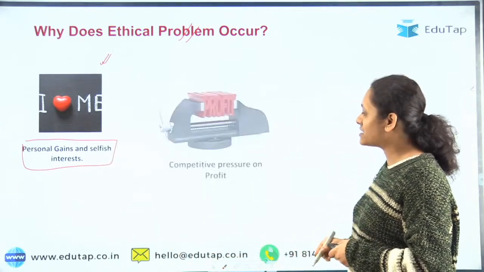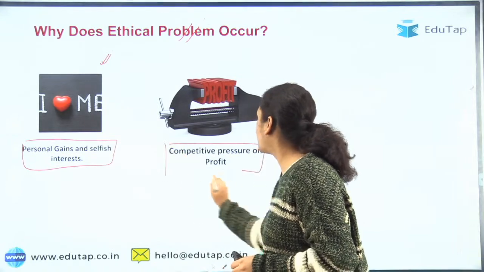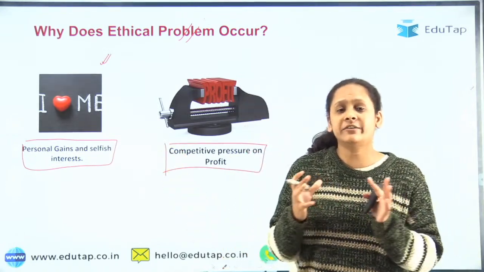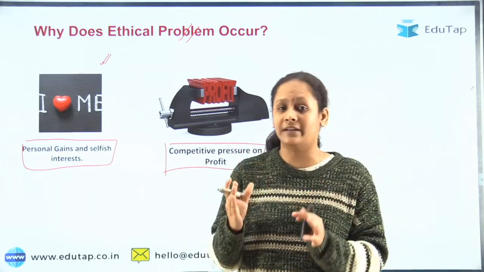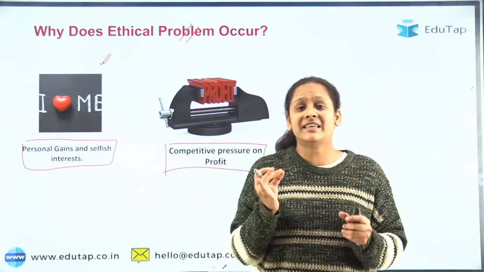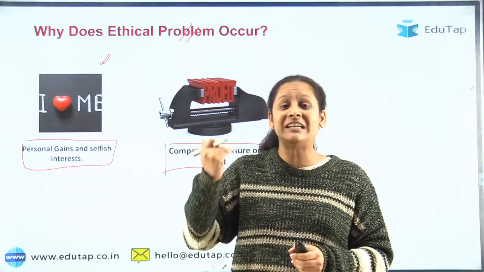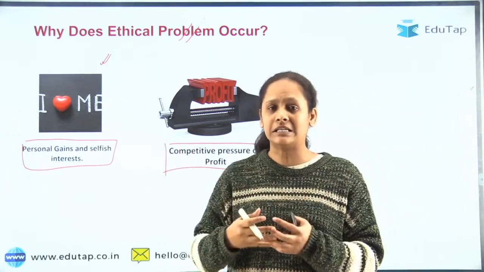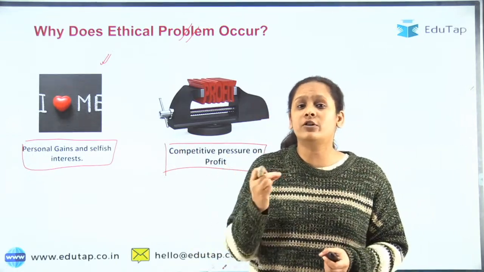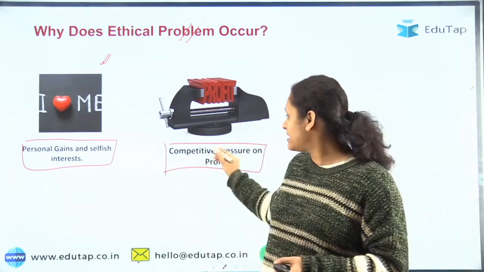What is the second reason? The second reason is competitive pressure on profit. When I say competitive pressure on profit, just think of a situation. Let's say there is an organization or a company. Let's say it has a poor profit-making condition or its balance sheet is weak. Now, when it sees that its peer companies are making a huge amount of profit, or are doing well, what does this company do?